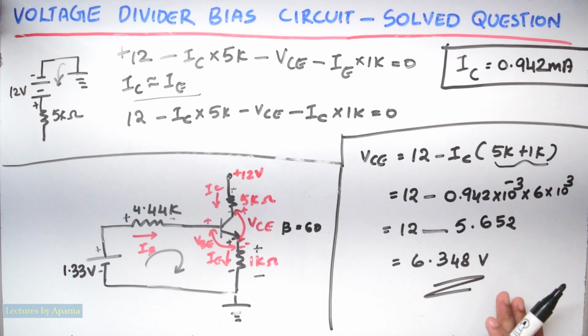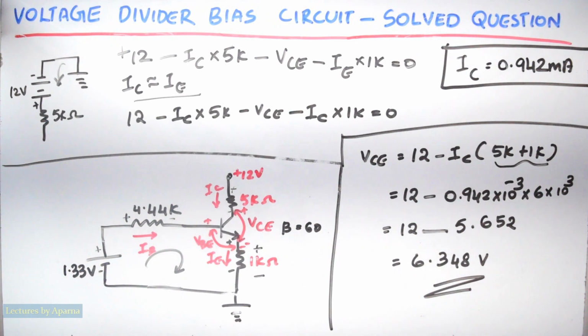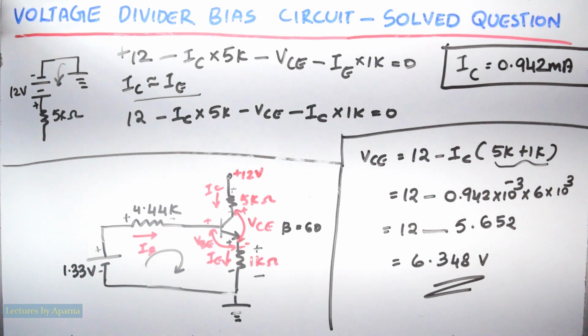This will be the operating point or Q point of this circuit. So this is how you solve a question from voltage divider bias circuit.